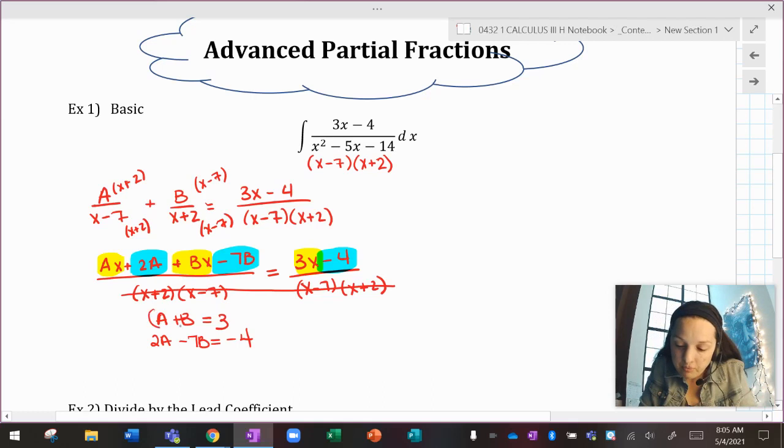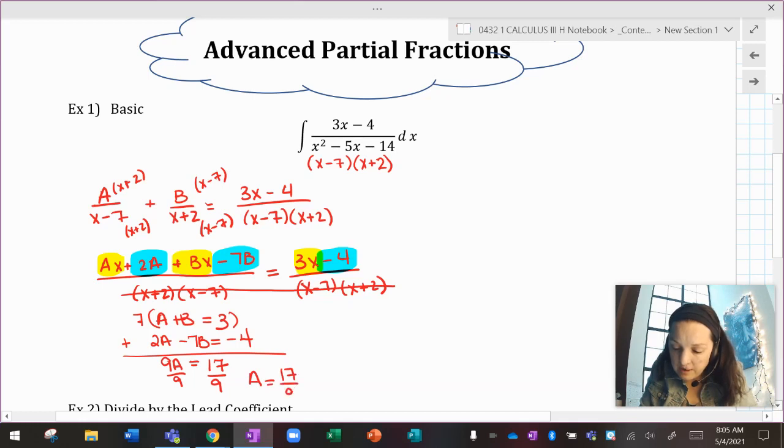So I am going to multiply this top equation by 7 and then add the two equations together. 7A plus 2A is 9A. 7B minus 7B is 0. 7 times 3 is 21. 21 minus 4 is 17. And then I'm going to divide by 9 and get A equals 17 ninths.